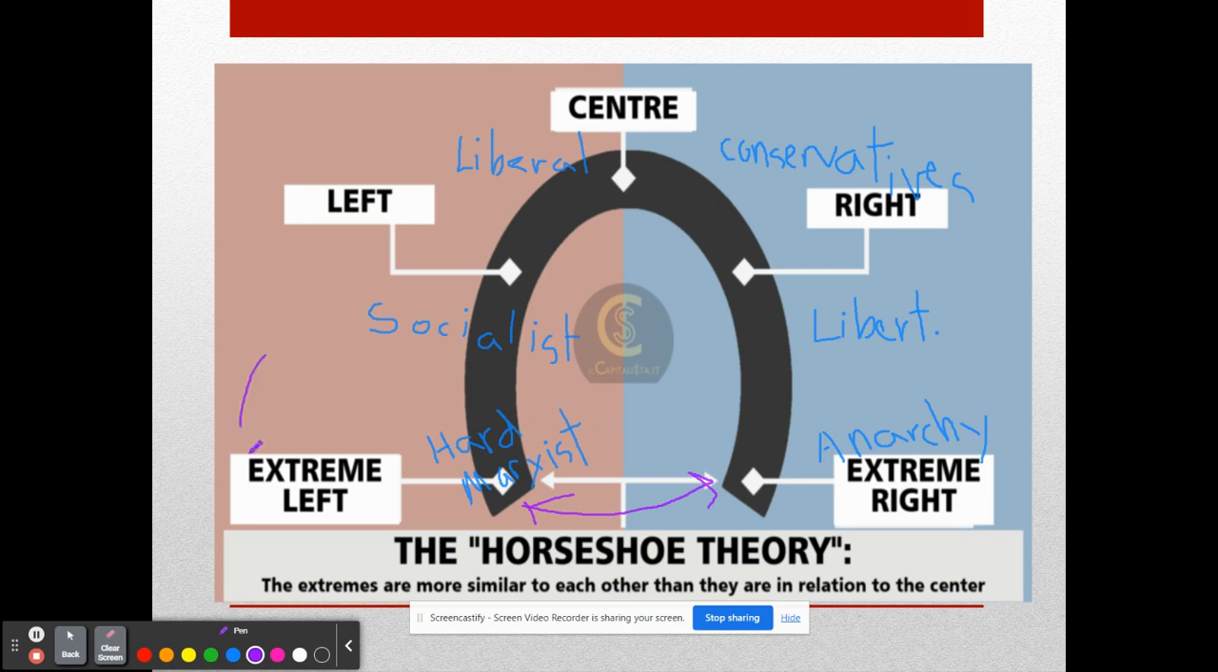This one is the group over here. This is group tyranny. This one here is the individual as tyrant. So, the basics, the horseshoe theory and the line theory.